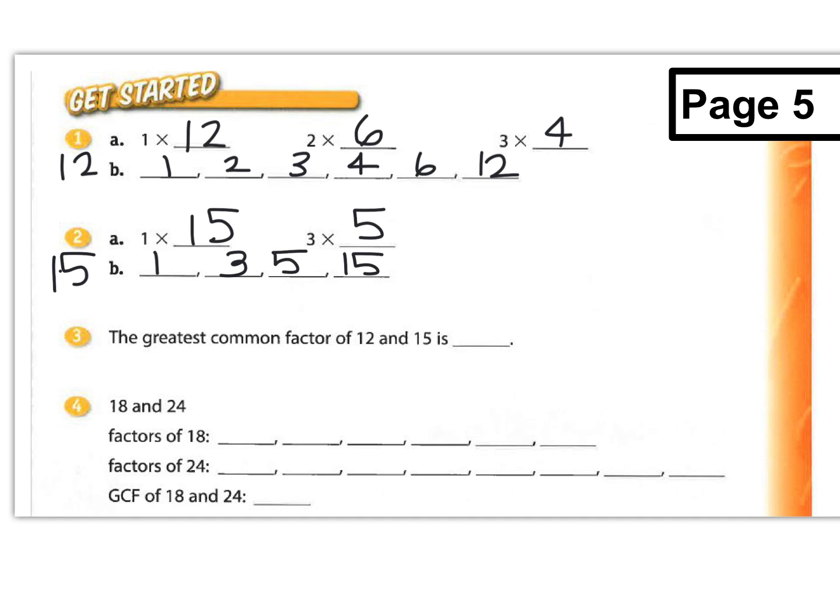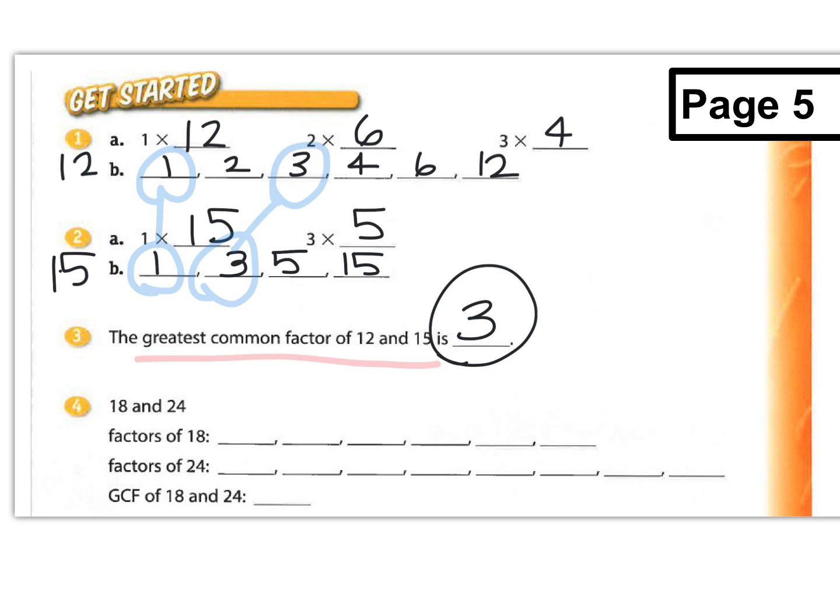So then if we look, we've got to find their common ones. If we find the common factors, we can see that 1 is common and 3 is common. Those are the only 2 that are common or the same. And then we can see that the greatest common factor of 12 and 15 is 3. 3 is the greatest factor that they have in common.